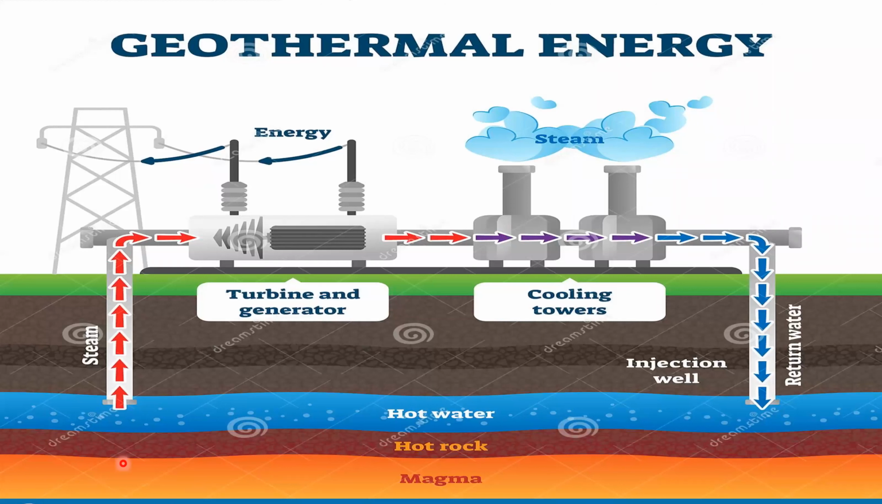Basically, what happens is that if you see here, under the land, hot water is available, and below it, hot rocks and magma are available. So this hot water is used to extract the steam. The steam is extracted out of this hot water and is used to run the turbine. So the generator produces the electricity, which is then stored in the transformer and is transported through the transmission lines. However, that water is again sent under the ground. It gets heated again, and then the same water is used to extract the steam. And this is how it is done.